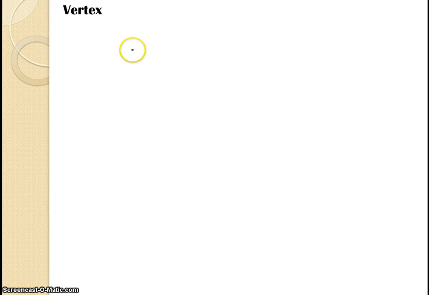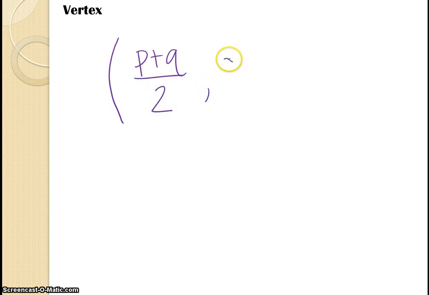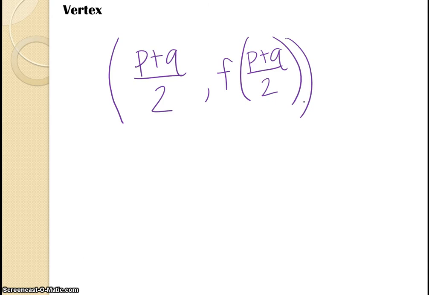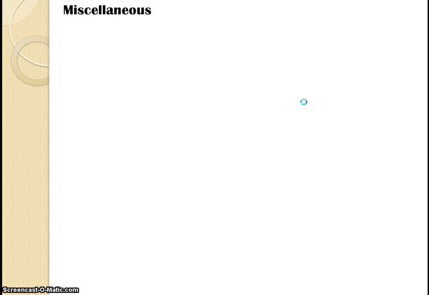Our vertex, just like the other ones, we're going to plug in our axis of symmetry for our x. So our x value is p plus q over 2. And we plug that in to get our y value. So f of p plus q over 2. In intercept form, we also have our x-intercepts. This is why it's called intercept form.